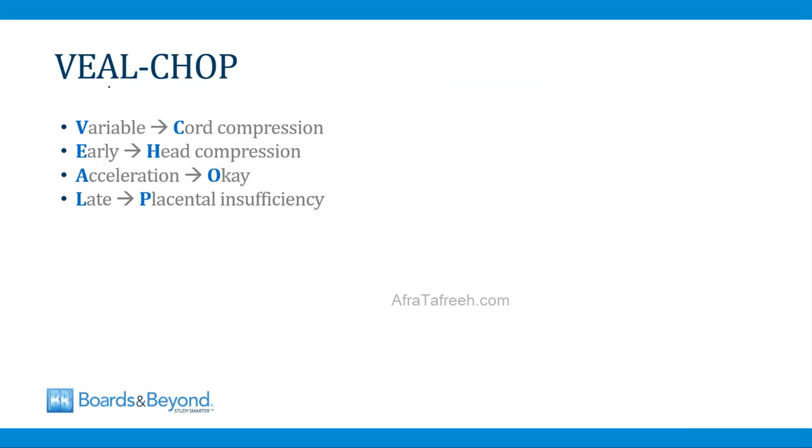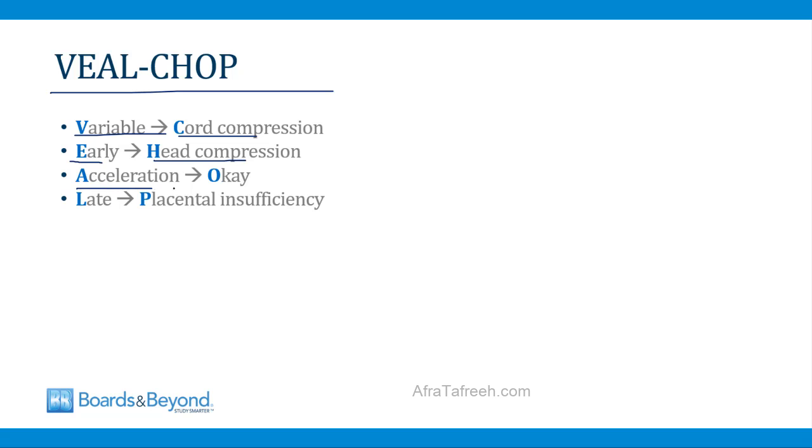So when I was a med student rotating in OBGYN, I was taught the mnemonic VEAL CHOP, which I'll pass along to you now. This is a way to remember the causes of the different types of fetal heart rate changes. So variable decels are caused by cord compression, early decels are caused by head compression, accelerations are benign and are okay, and late decelerations indicate placental insufficiency.